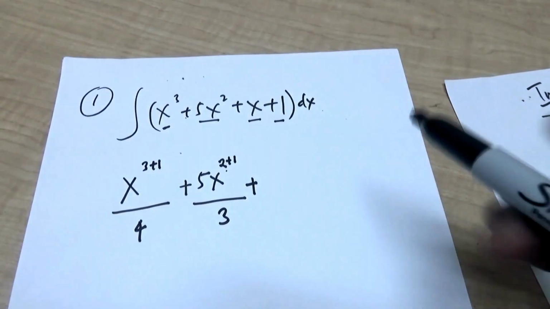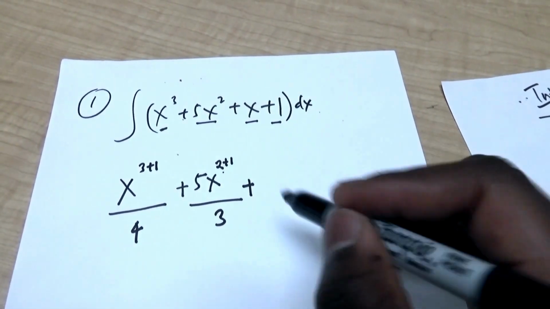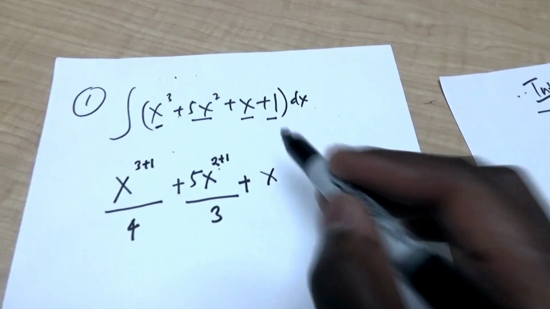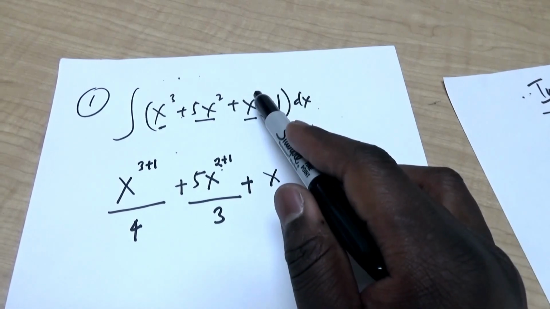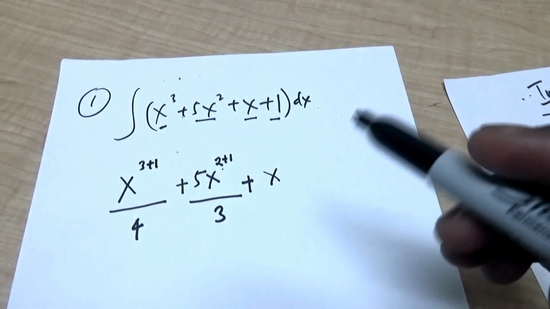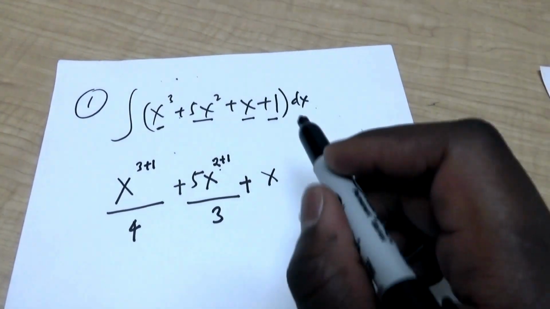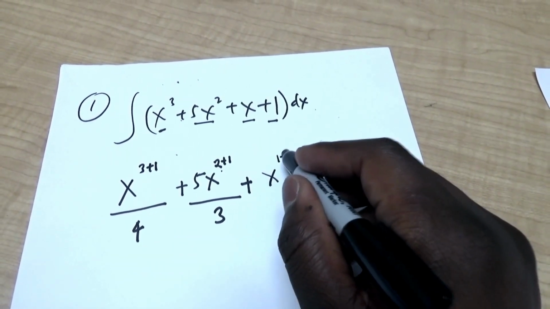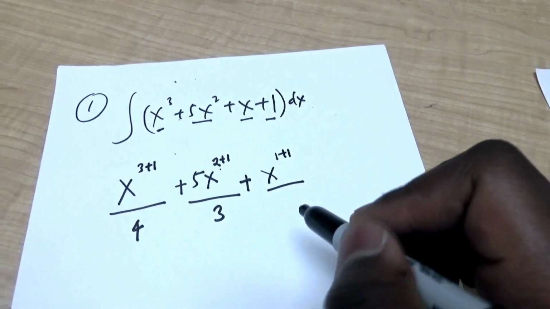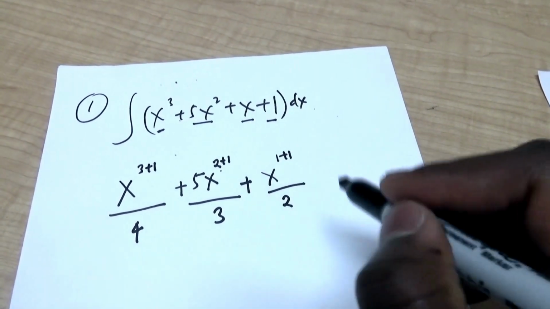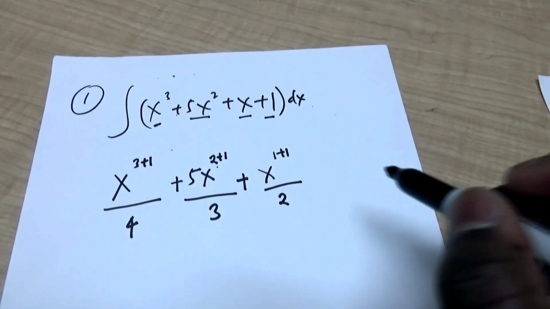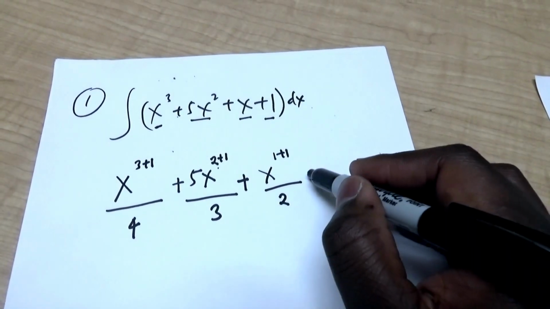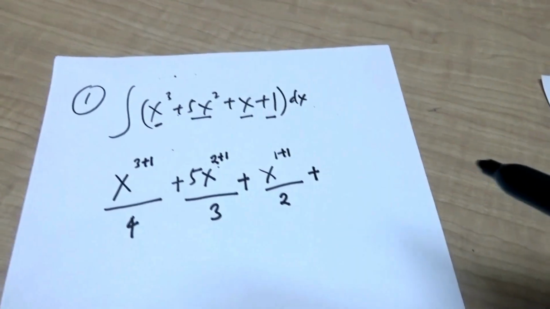On to the third term. Third term is just an x. If it's just an x, that means my n power is just a 1, because it's an invisible 1. So in that case, it's just going to be 1 plus 1 all over 1 plus 1, which is 2. Boom! Third term. Let's jump on to the last and final term.